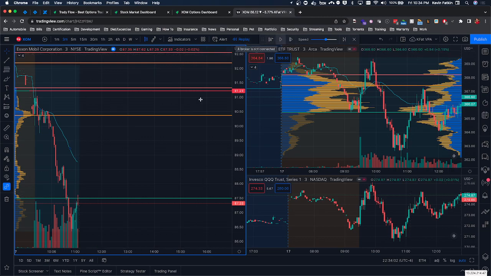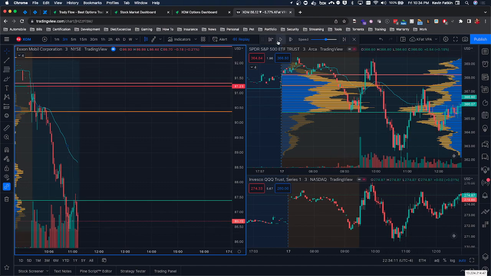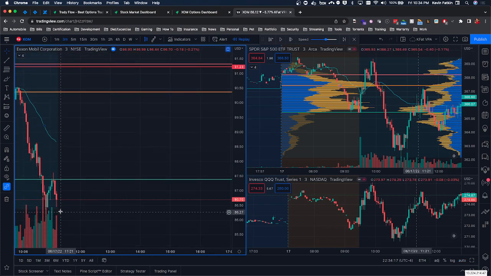But in this case, I was in 0 DTEs, and so I also have theta starting to eat away. So now my plan is I don't want to lose too much money. It started coming up, and so did the rest of the market. But right here, when we drop back down again, and I start to see this bottom wick forming right here, this is where I start to take my exit.